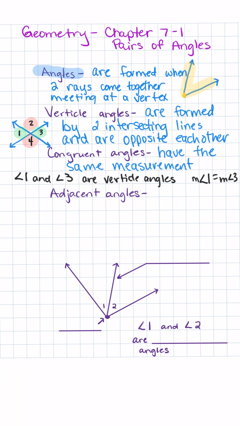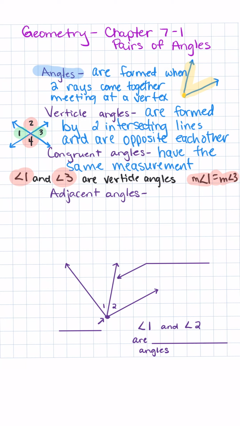And notice how I wrote those. M and then the measurement of 1. So the measurement of angle 1 is equal to the measurement of angle 3. Angle 1, angle 3.